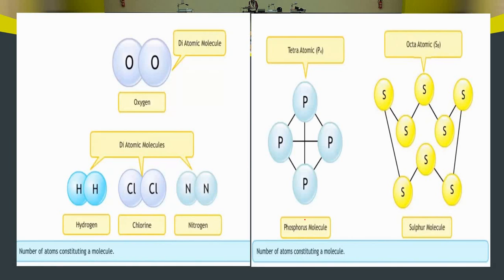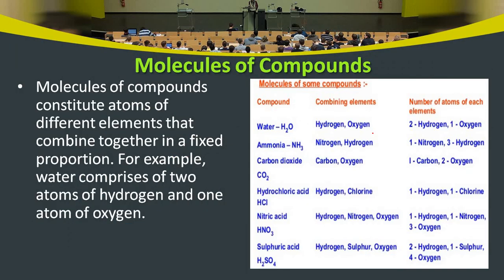So in the previous slide we have seen that oxygen is diatomic, chlorine is diatomic, hydrogen is diatomic, sodium is monoatomic, phosphorus is tetraatomic, and sulfur is octatomic. Means polyatomic molecules are there. So next is the molecule of compounds.